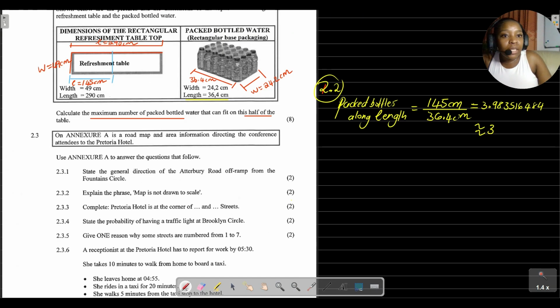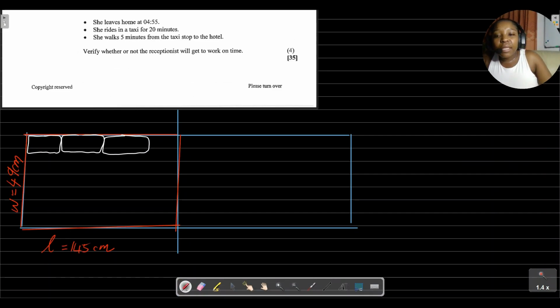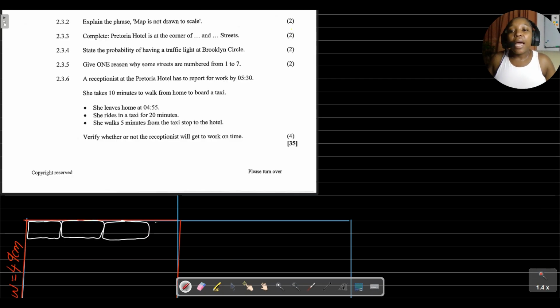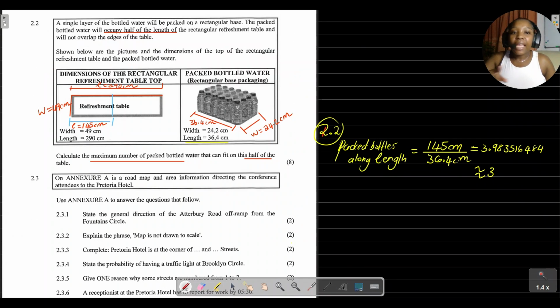The 0.98 just means that we have to cut this bottle in half there. There will be an overlap there. If I tried to force in the fourth packed water bottle, there'll be an overlap. And they told us that they don't want any overlap. So the maximum number of whole packed water bottles that I can fit there is just 3. Just round it down.